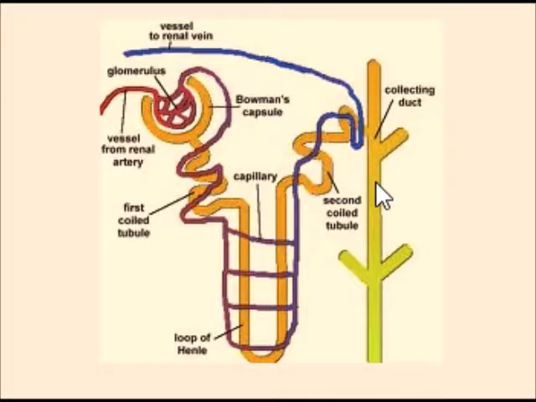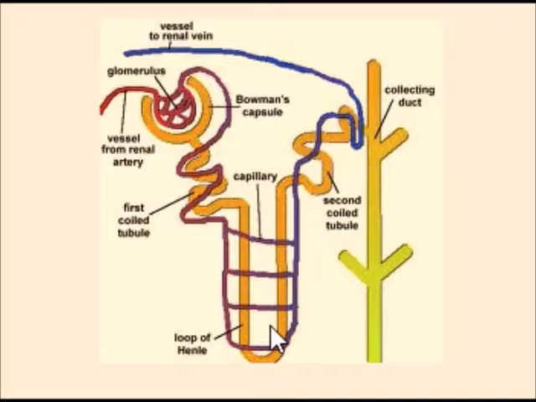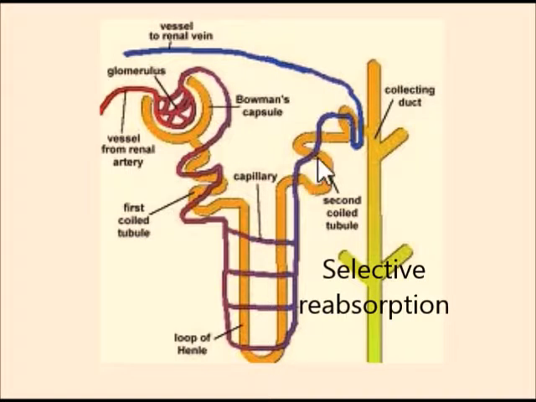Now the key point here is that this part, called the loop of Henle, is a part which allows reabsorption back of water and salts and glucose, so that if needed they can be retained in the blood, whereas the urea is not reabsorbed, so that then passes out down the duct to the ureter, to the bladder.